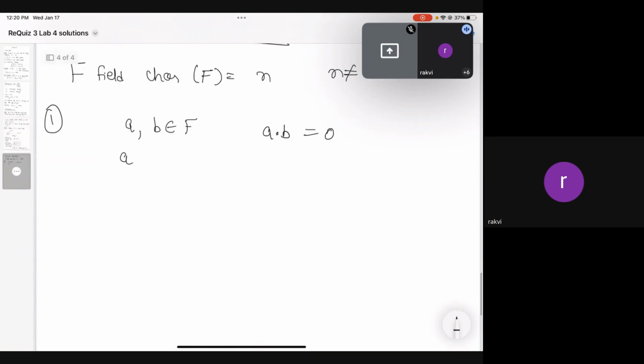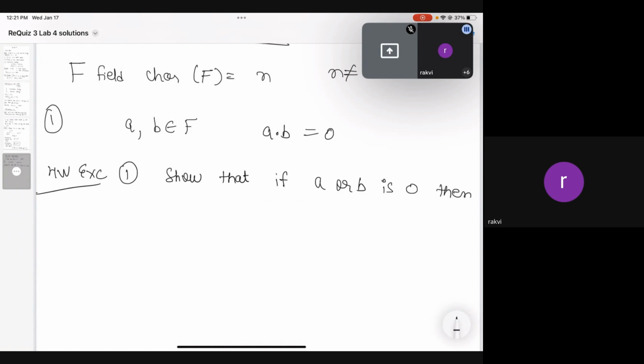Either A or B has to be 0. If A or B is 0, then obviously A times B is 0, though not exactly obvious in a general field. So here is a small homework exercise for everyone. Homework exercise 1: show that if A or B is 0, then A times B is 0.